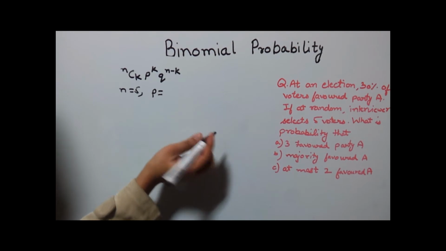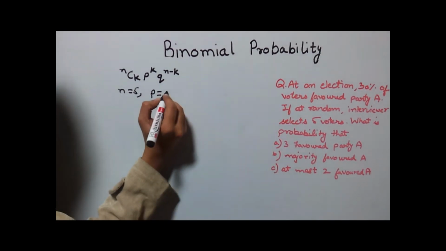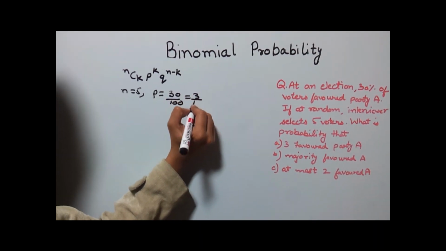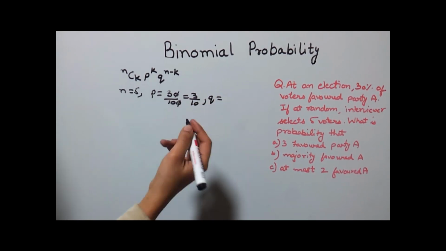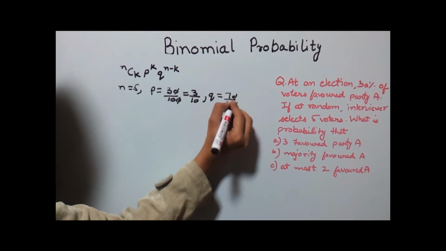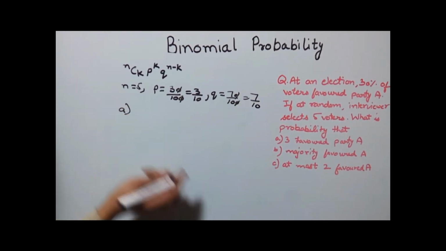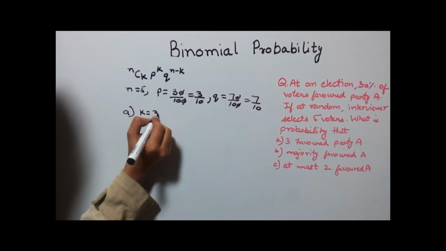P would be equal to the probability of those who favored the party, which is 30 divided by 100, which gives us 3 by 10 on cancelling zeros. And Q will be equal to the remaining people, which is 70 by 100, which gives us 7 by 10. In our first question, we need to find out 3 favor the party. So here K equals 3.